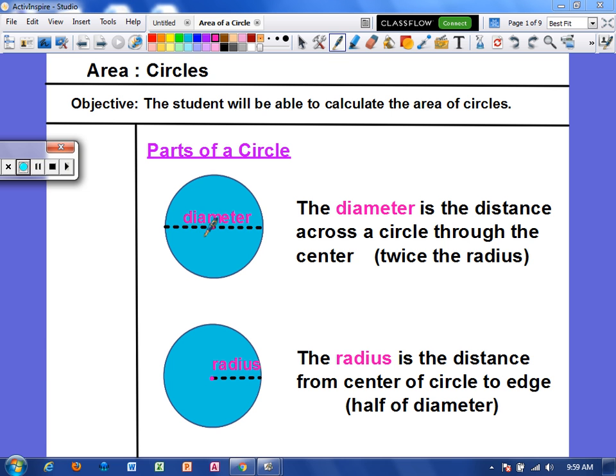A diameter is the distance across a circle and it goes through the center. And the radius goes from the center of a circle to an outer edge. Keep in mind that the diameter is twice the size of the radius. So the radius is half of the diameter, and if you have trouble keeping up with which is which, the radius is shorter, just like the word radius is shorter than the word diameter.